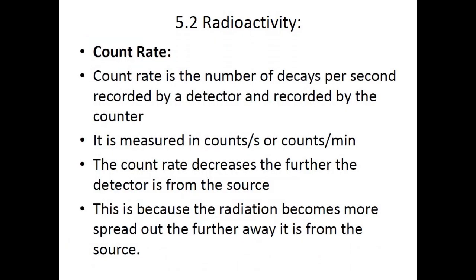Count rate. Count rate is the number of decays per second recorded by a detector and recorded by the counter. So the number of times an emission occurs and is detected by a detector in 1 second is known as your count rate. It is measured in counts per second or counts per minute. The count rate decreases the further the detector is from the source, and alternatively it would increase the closer you bring the source to your detector, whatever type of detector it is.